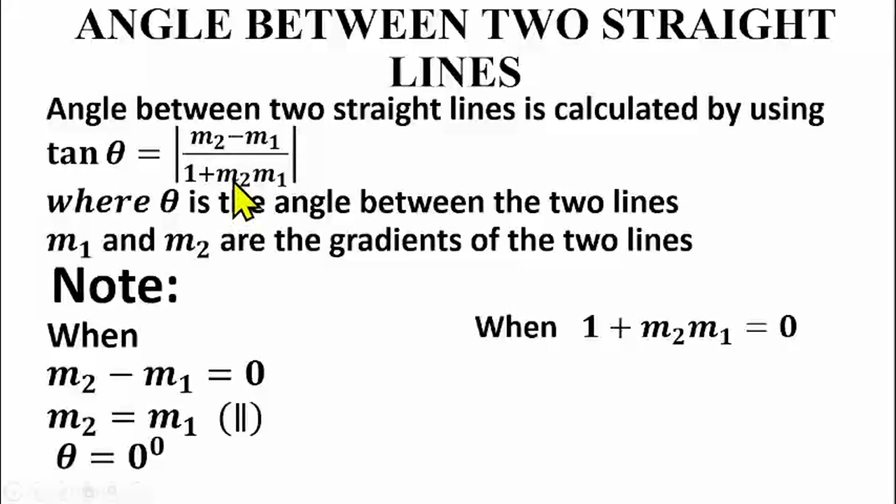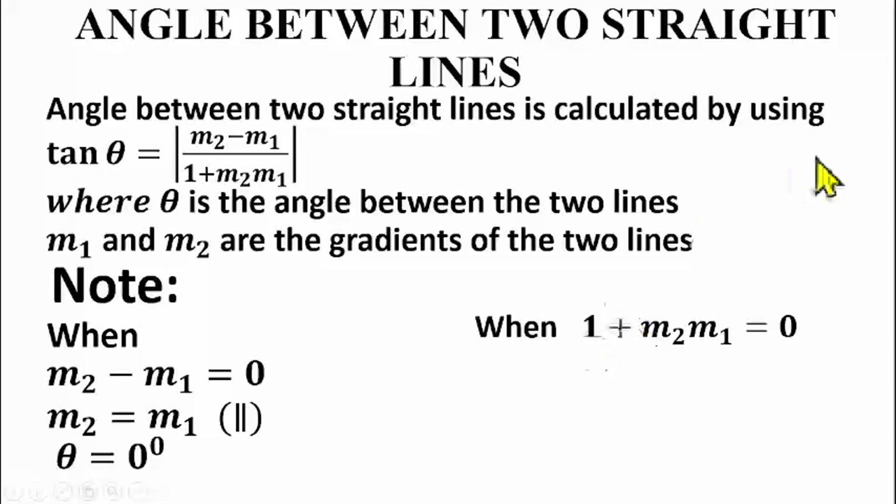Undefined means infinite. So if it becomes infinite, that means we'll be having tan theta equal to infinity. That means theta will be equal to 90 degrees, because tan 90 is also infinity. So if this fraction becomes infinity, that means theta is automatically 90 degrees. How? Let's see that as well.